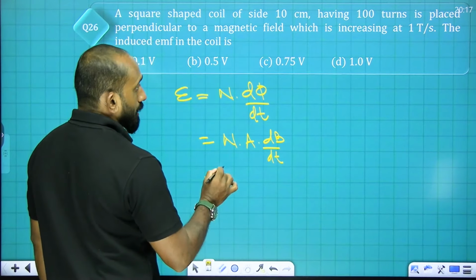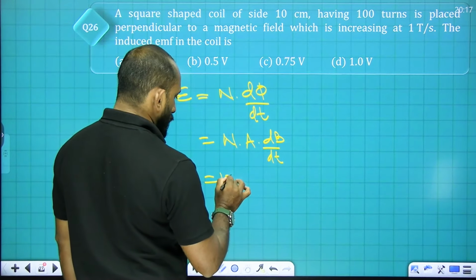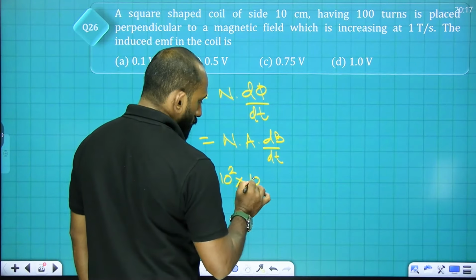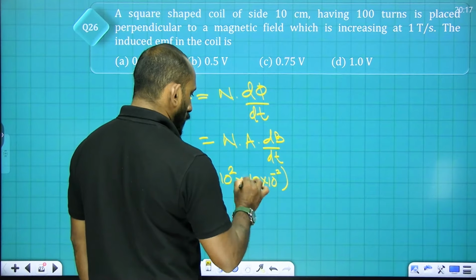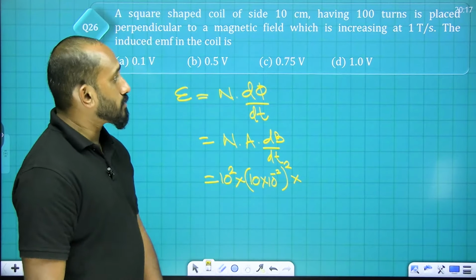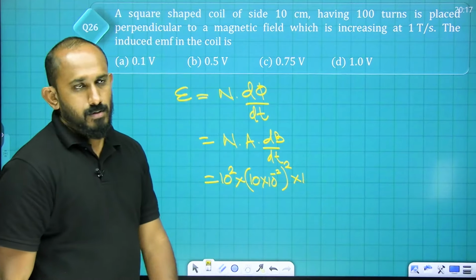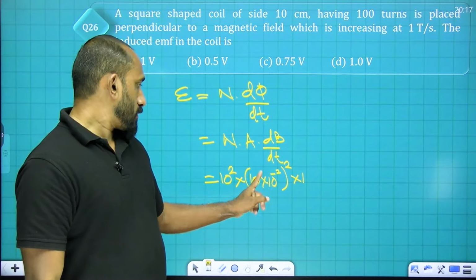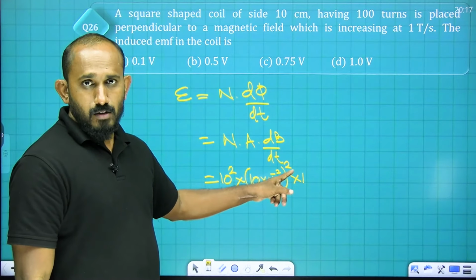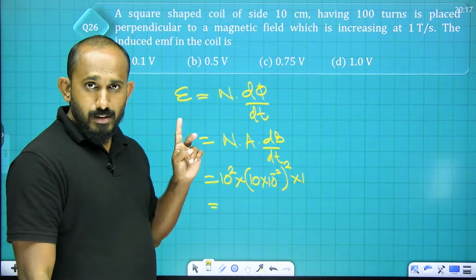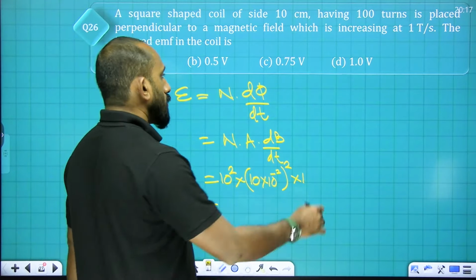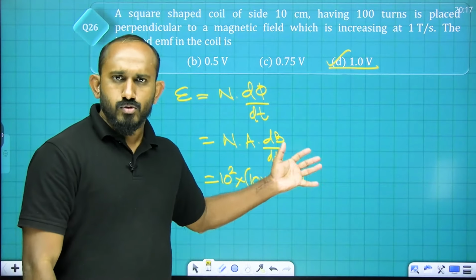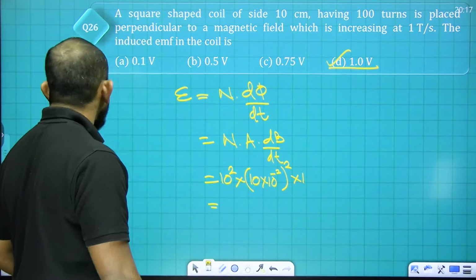So that will be 100 into the area, 10 centimeter, so 10 into 10 raised to minus 2 the whole square, and dB by dt is given as 1 Tesla per second. If you solve it, it becomes 10 square into 10 raised to minus 4. So it's 10 to minus 2 into 10 raised to 2, that is 1. Then 1 into 1, that's 1. So the answer is D, the correct answer. Option D is correct here. Direct substitution only. Let's go for the next one.